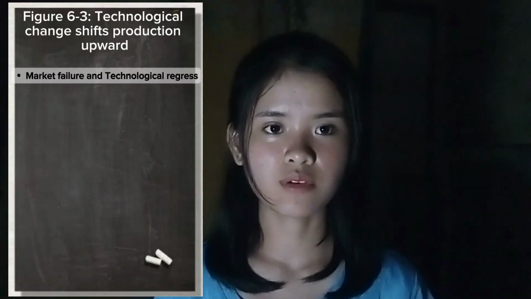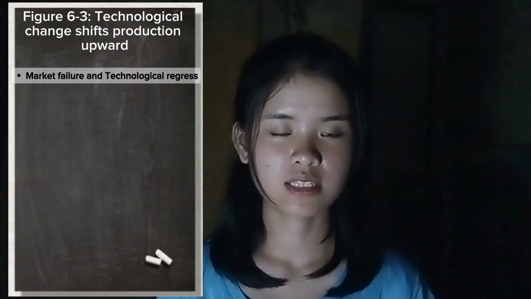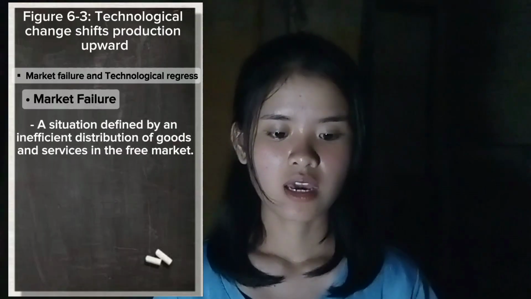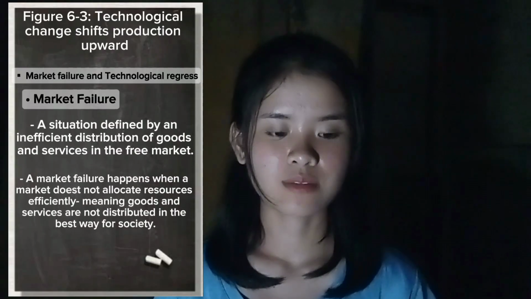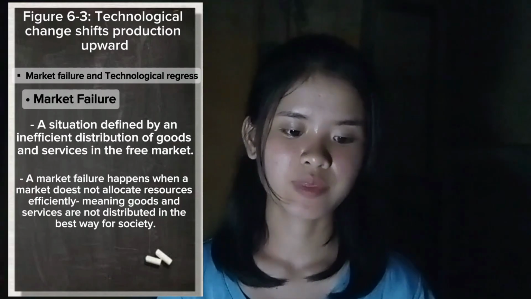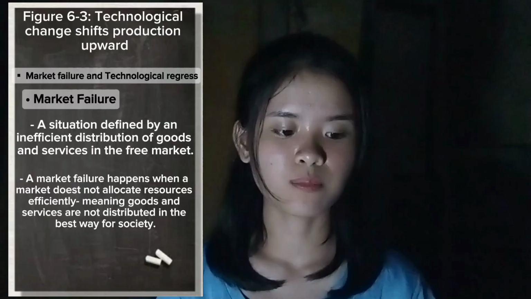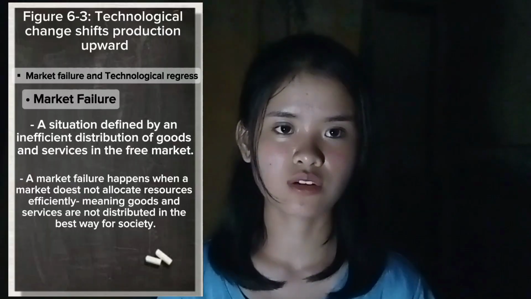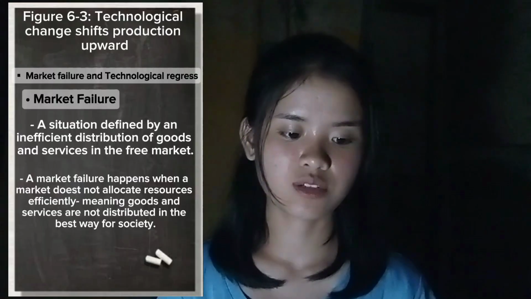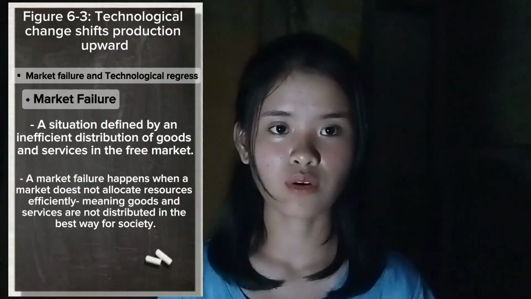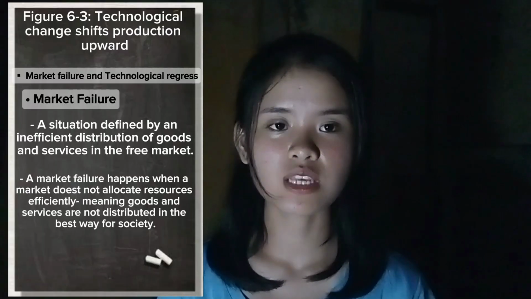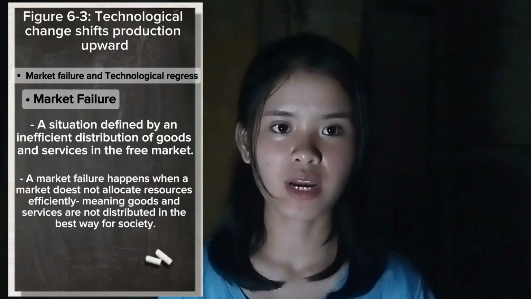So next, we have market failure and technological regress. But let us define market failure first. A market failure is a situation defined by an inefficient distribution of goods and services in the free market. A market failure happens when a market does not allocate resources efficiently, meaning goods and services are not distributed in the best way for society, or in other words, the market fails to produce the right amount of something or produces it at the wrong price.